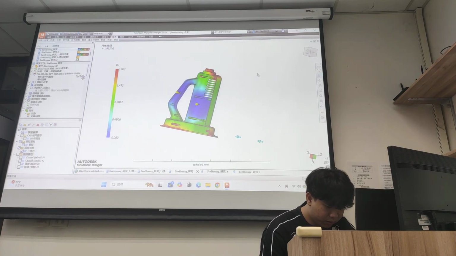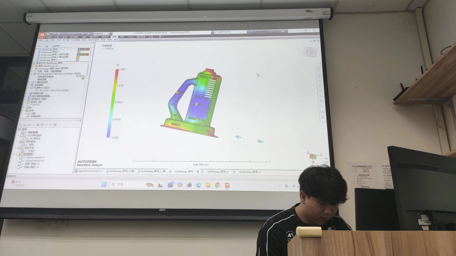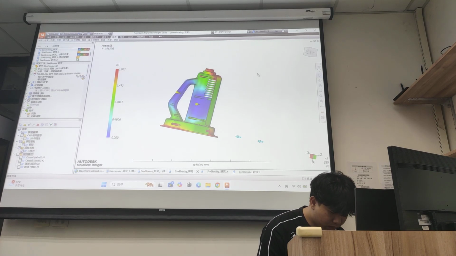First, let's do the fill time. The simulation showed that the cavity fills completely in 1.962 seconds. The flow pattern is well balanced in the middle, reaches the extremes of the part at the exact same time, which helps minimize voids.